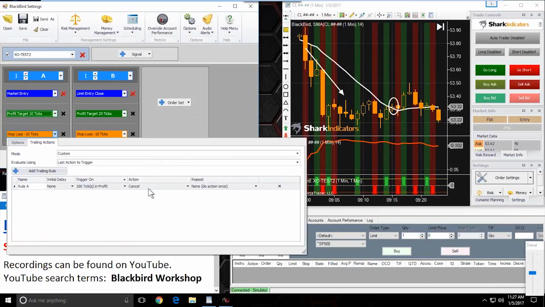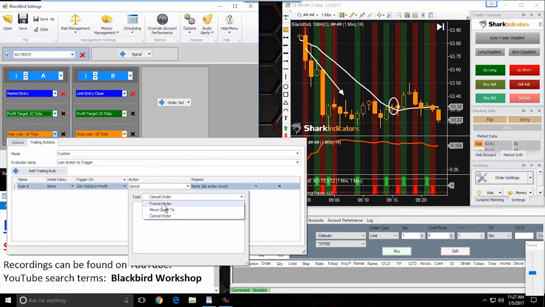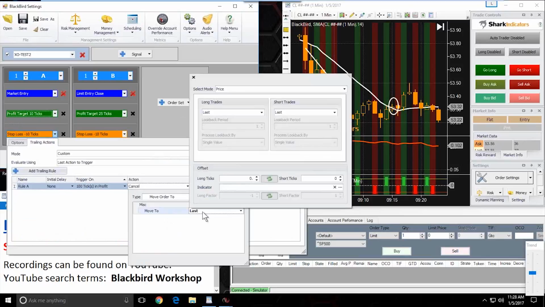So, all right, yeah. So freeze order and cancel order. I don't think those get used all that much, but those are some actions that traders do take. So those are available, but 99% of the time, your trailing rule is just gonna want to move your order somewhere, right? So you're gonna move your order to somewhere. So now we have to decide. Now we have to tell BlackBird, okay, where do we move our order to?